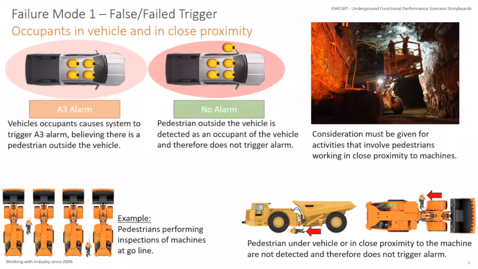So if we go back to our go line example, if you look at the bottom left, we've got pedestrians moving around our vehicles. So they could be quite close, so they may not be detected. And this is a classic example of what needs to be considered. The other quite important one, particularly in the underground space, is where we deliberately have activities that require pedestrians to be in close proximity to moving machines or machines that are active.